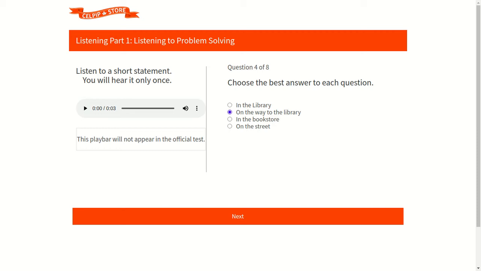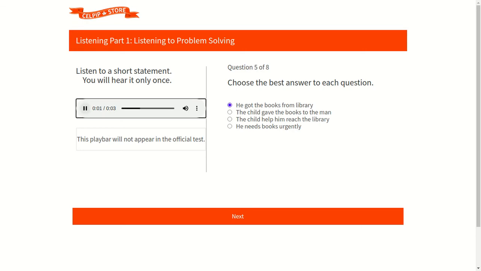Let's see our 5th question. Our 5th question is, Question 5. Which statement is correct? Now we have 4 options. Option 1 is, he got the books from the library. Option 2 is, the child gave the books to the man. Option 3 is, the child helped him reach the library. And option 4 is, he needs books urgently.